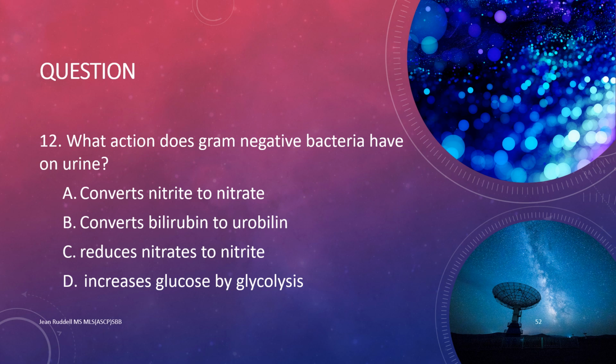Question 12. What action does gram-negative bacteria have on urine? A, it converts nitrite to nitrate. B, it converts bilirubin to urobilin. C, it reduces nitrates to nitrite. D, it increases glucose by glycolysis. The answer is C, it reduces nitrates to nitrites.